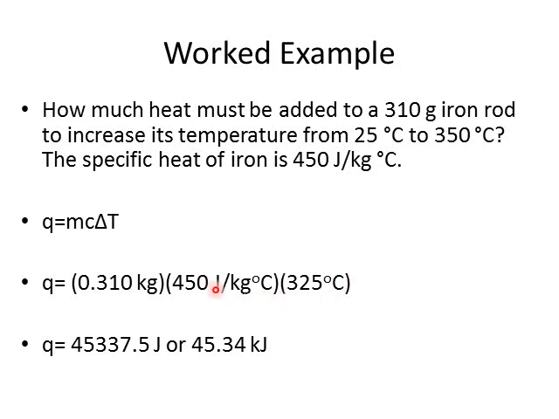Now checking through my units, my kilograms cancels with my per kilograms. My degree C cancels with my per degree C, giving my unit of measure as joules. I multiply the three values together, 0.310 times 450 times 325. Q, the heat, is equal to 45337.5 joules. I can then divide this value by 1,000 to give me 45.34 kilojoules.